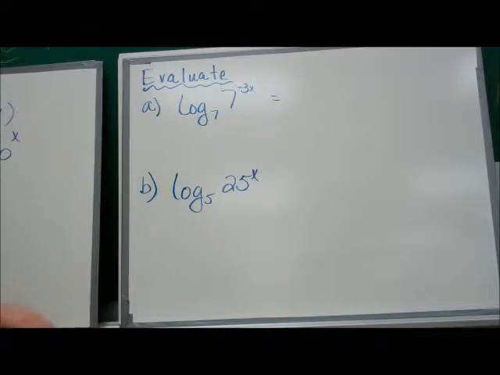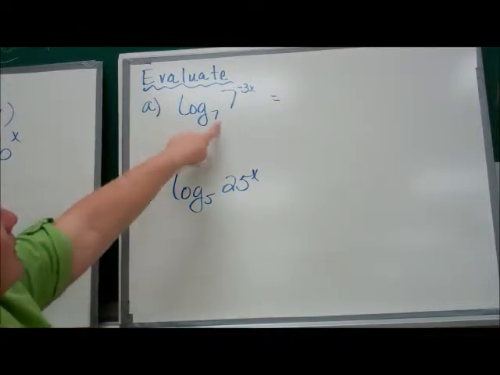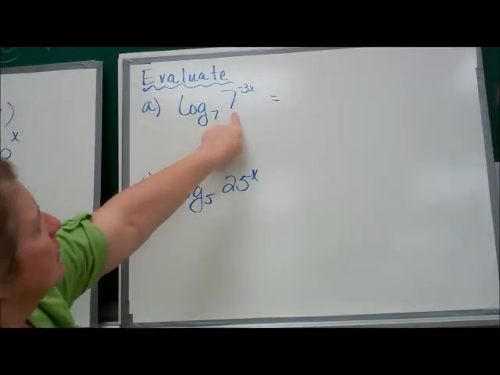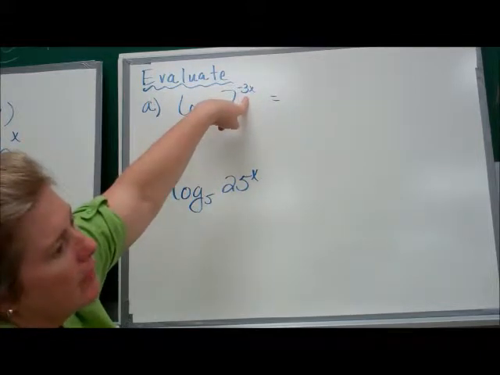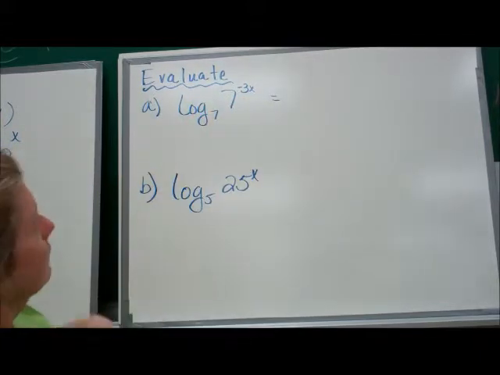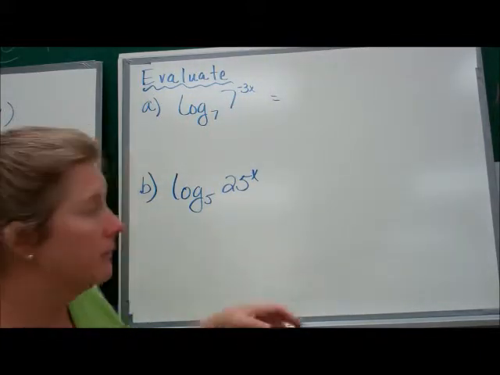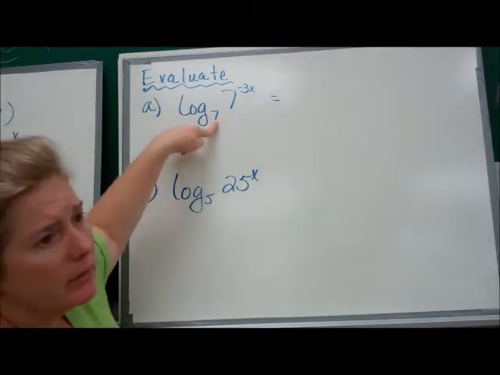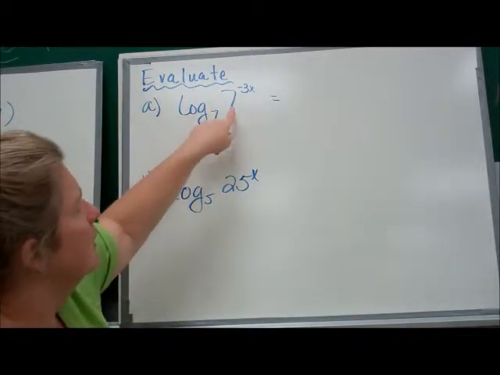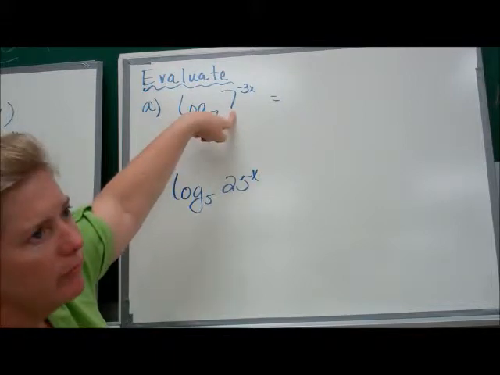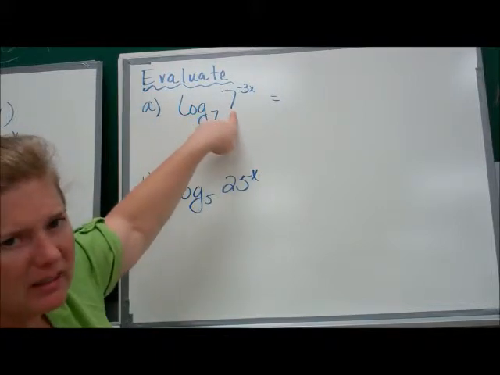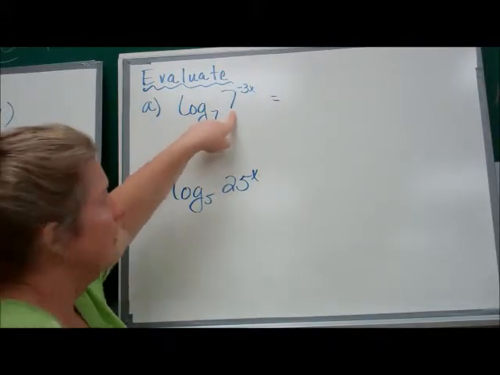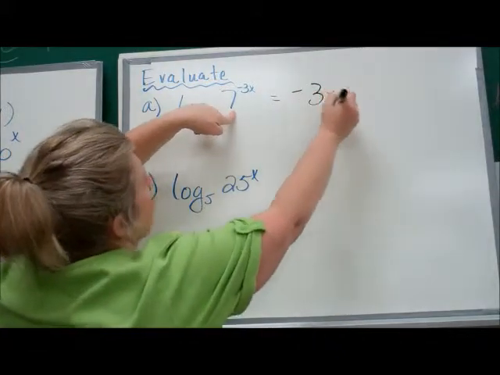For example, evaluate log base 7 of 7 to the negative 3x power. Ask yourself that question: what power of 7 is 7 to the negative 3x power? Oh, I just said it, didn't I? It's kind of redundant. The negative 3x is your answer.